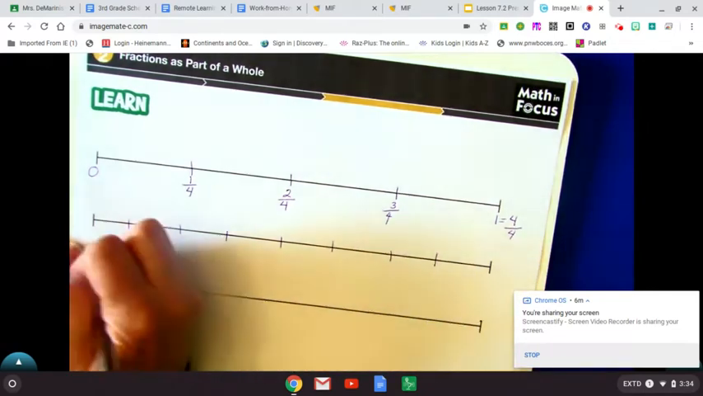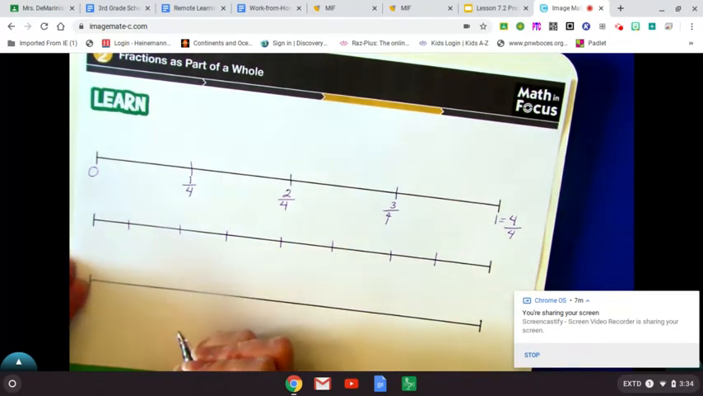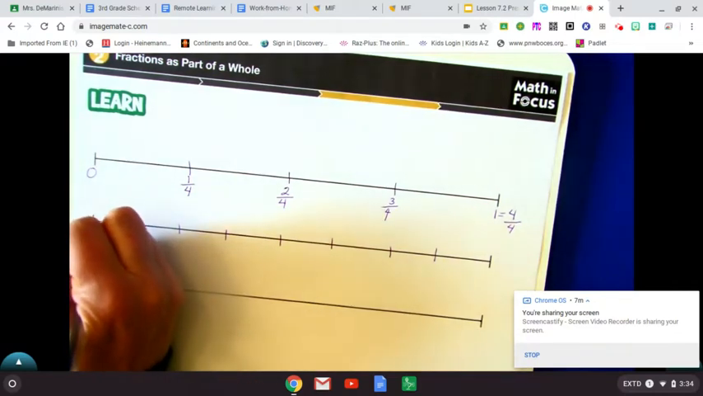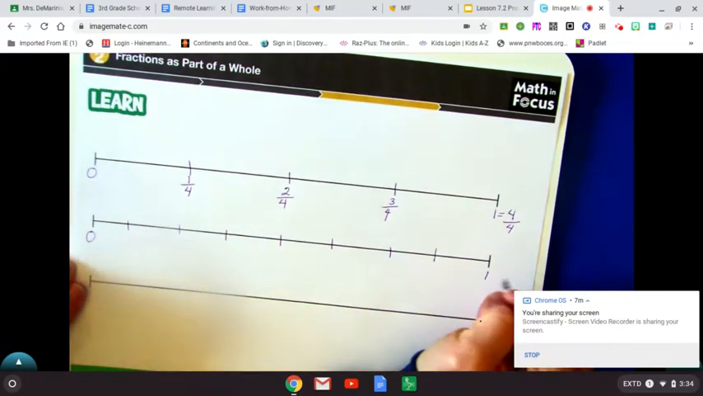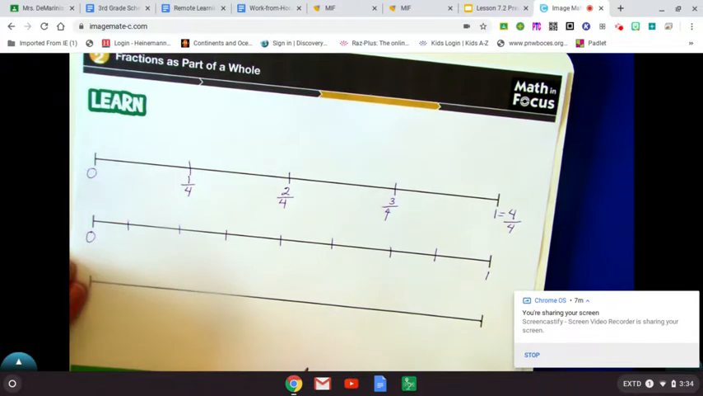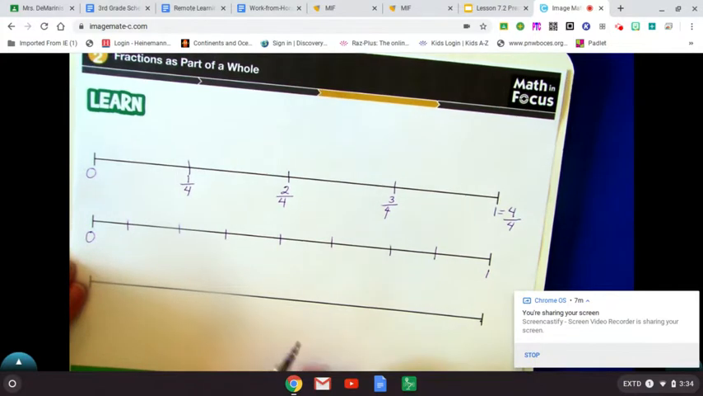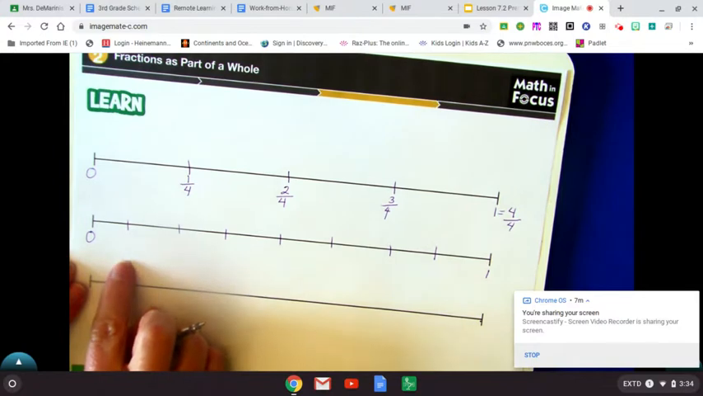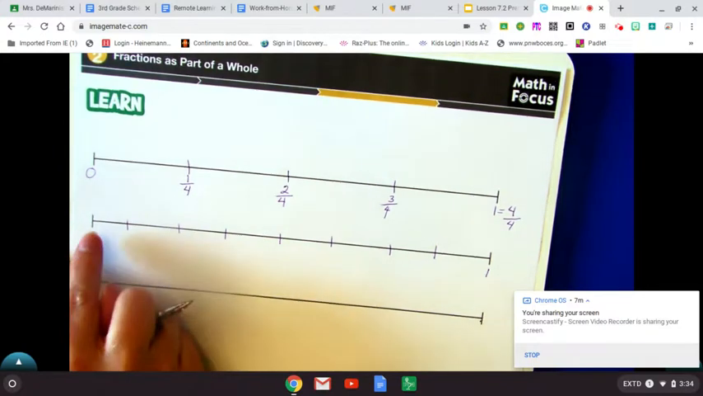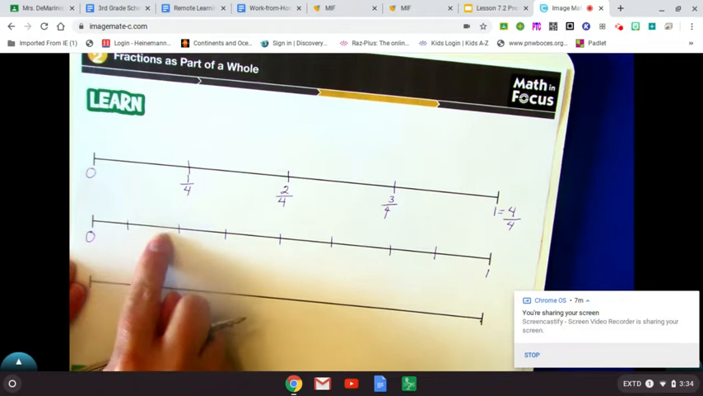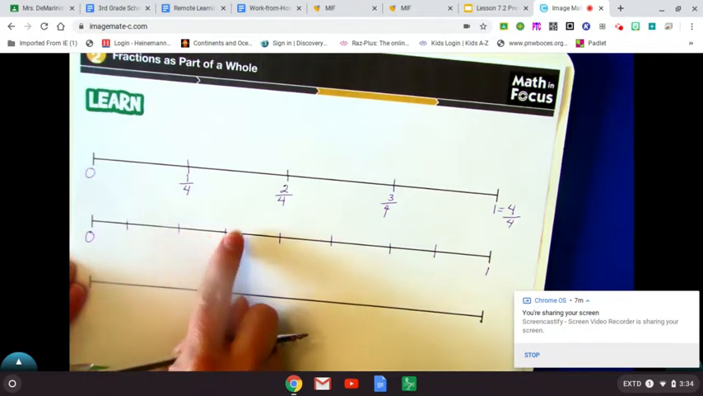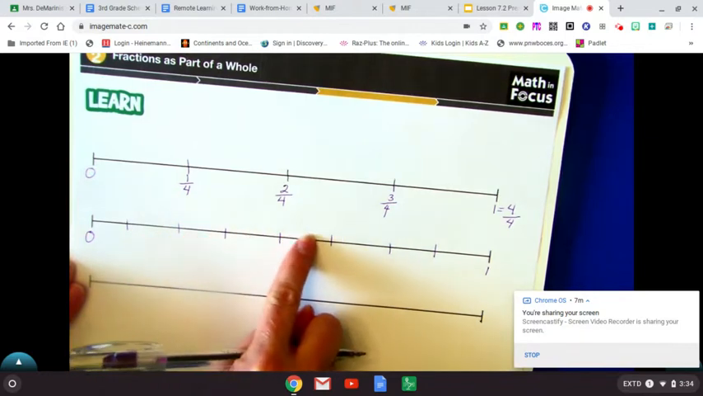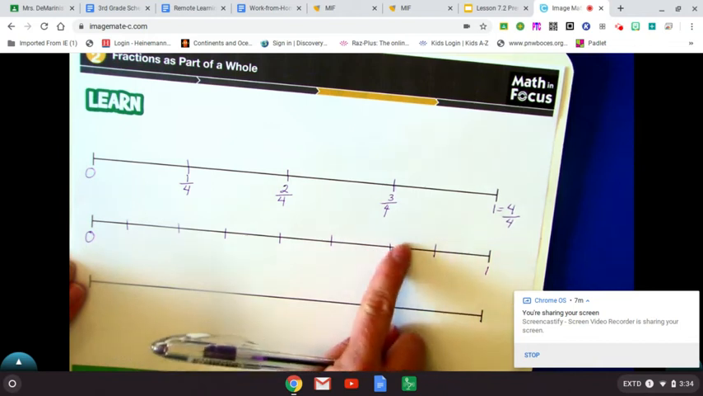Again, I want this number line to represent 1 whole. So this is 0 and this is 1 whole. Remember, fractions name a number that is part of a whole. So let's double check and make sure: did I divide the number line into 8 equal parts? 1, 2, 3, 4, 5, 6, 7, 8.